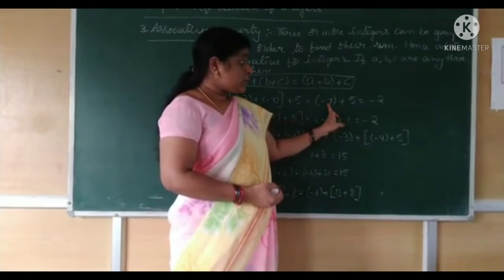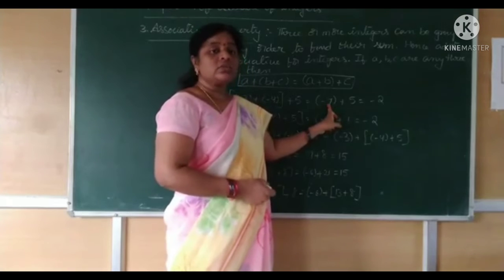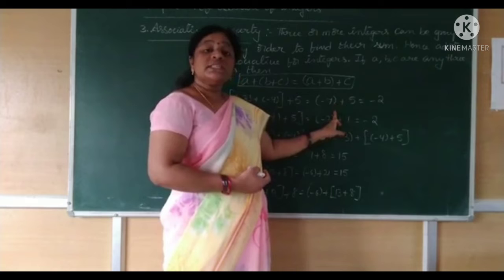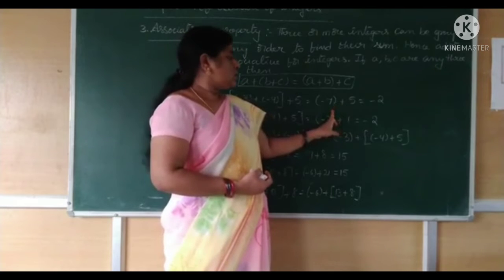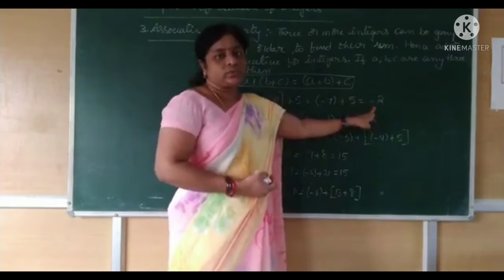Now see here, one is positive and the other one is negative. So first of all find the difference. What is the difference between 7 and 5? 2. Which is the greater one? 7 is the greater one, and 7 has the negative sign. So the result is minus 2.